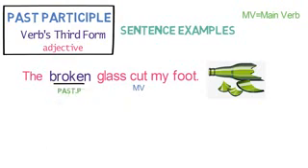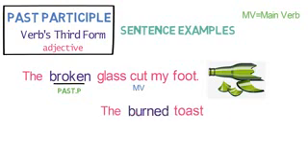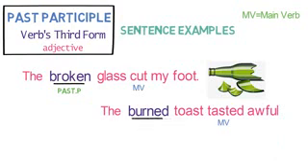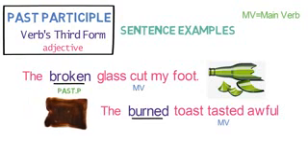Let's look into next example. The burned toast tasted awful. Here, the main verb is tasted and burned is the secondary verb in verb's third form. As it is describing the toast, it functions as adjective in the sentence. And so, it behaves as past participle in the sentence.